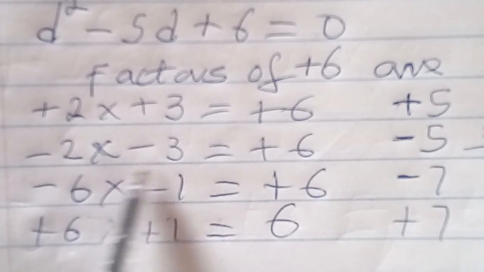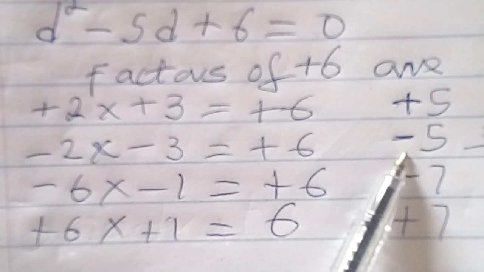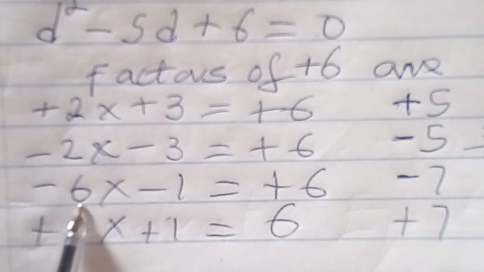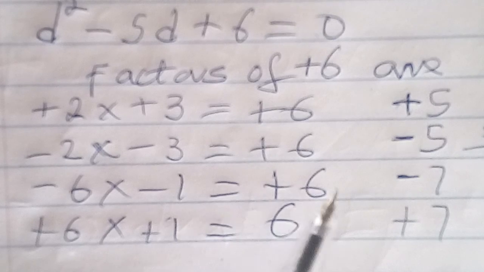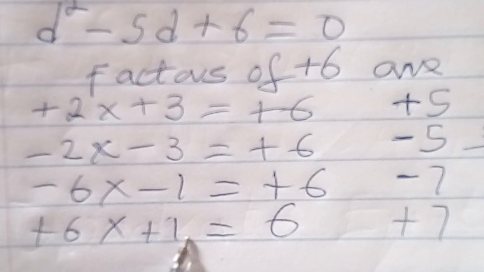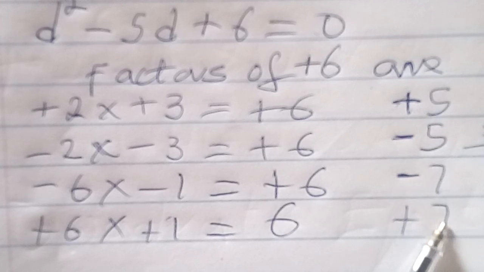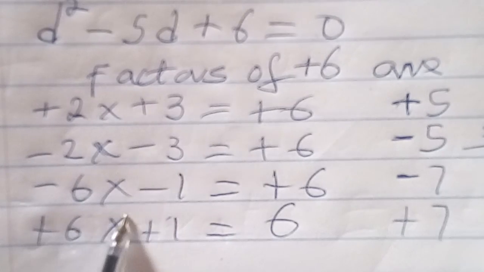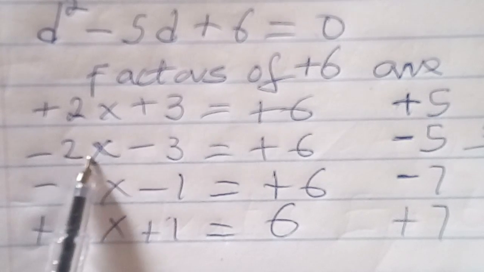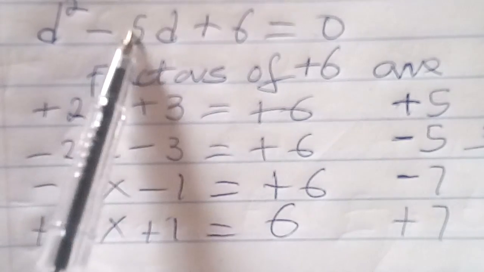We have minus 2 times minus 3. Minus 2 times minus 3 will give you plus 6, and minus 2 minus 3 will give you minus 5. We have minus 6 times minus 1 that will give you 6, but minus 6 minus 1 will give you minus 7. And we have 6 times 1 to give you 6, and plus 6 plus 1 will give you plus 7. Now you can see that these are all factors of 6, but it is only minus 2 and minus 3 that can add up to minus 5 here.